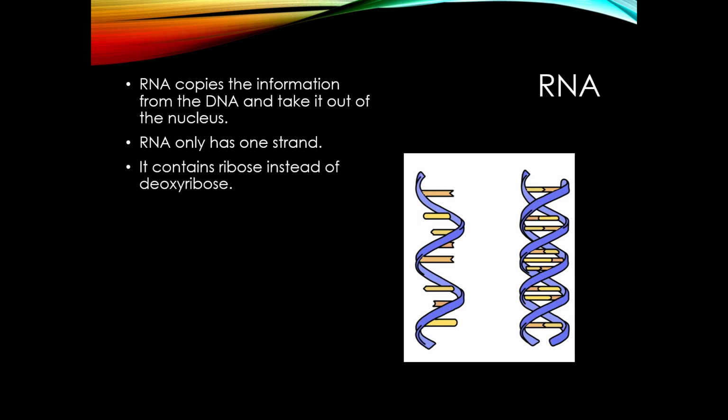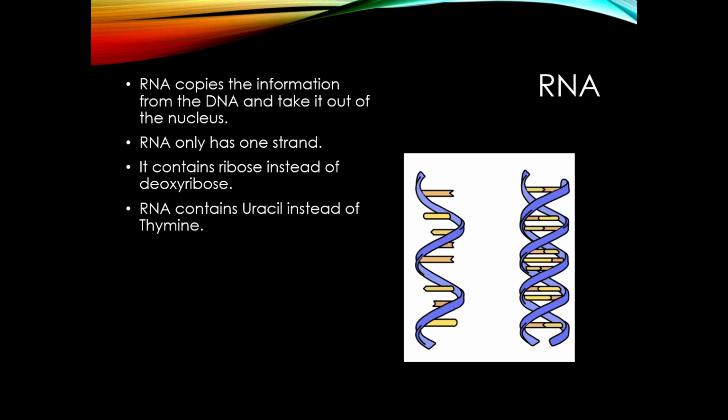Just like I mentioned before, it contains ribose instead of deoxyribose. That is one of the differences that you can see in between RNA and DNA. DNA contains deoxyribose, but RNA contains ribose. Okay. And so we have the RNA contains uracil instead of thymine.